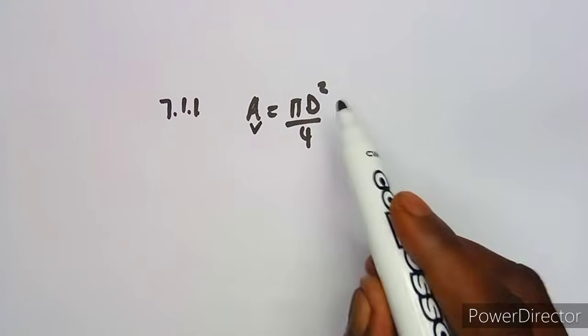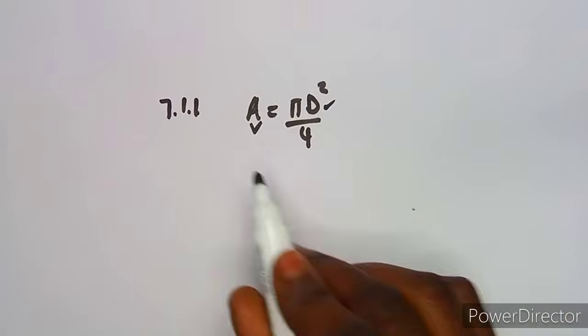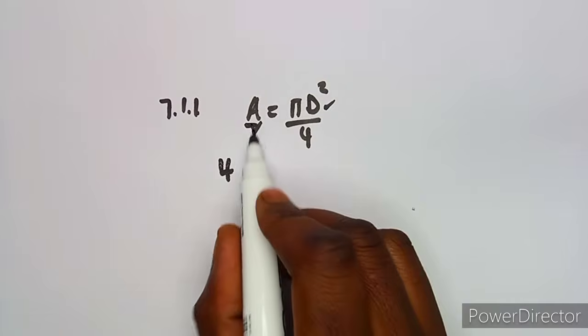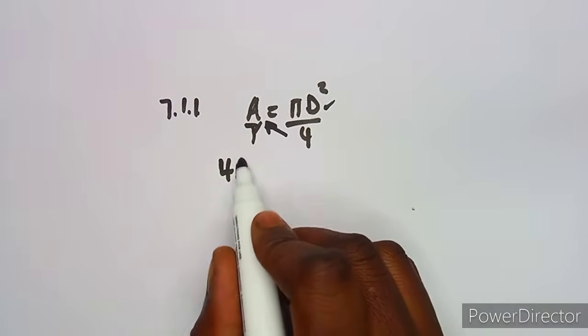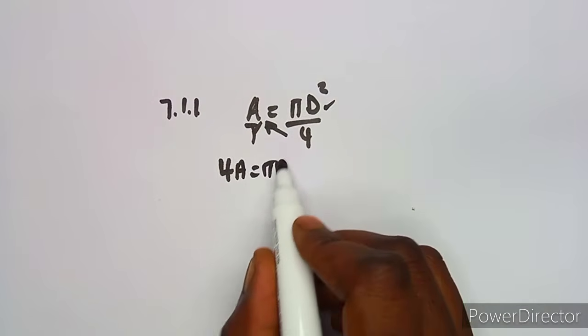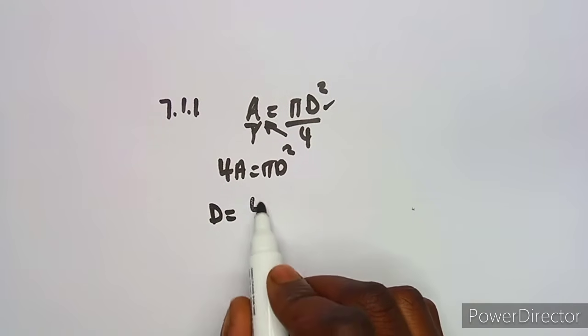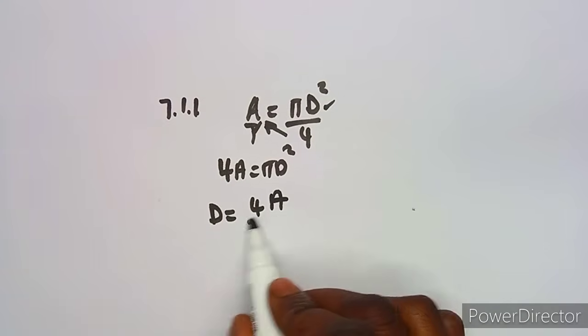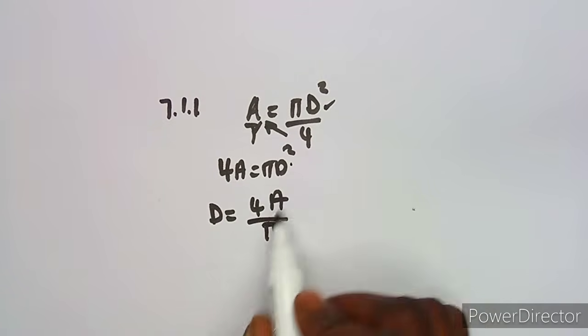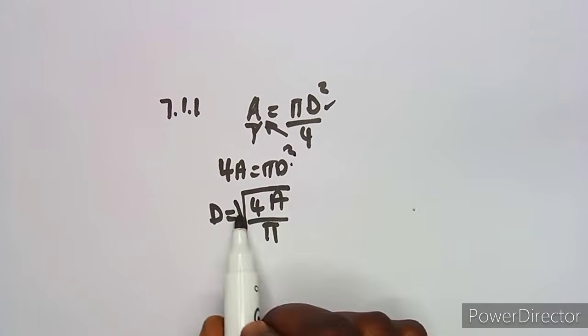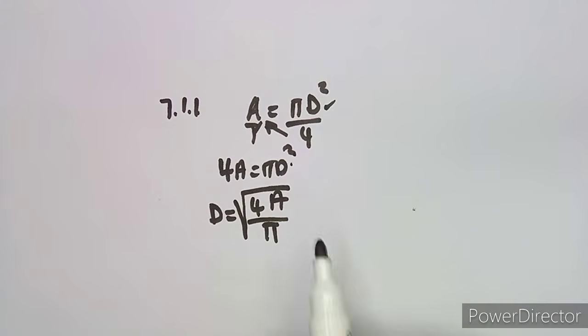If we can have this area, then we can make d the subject here, because you can just cross multiply, which is going to be over 1. So if you cross multiply, it's going to be 4A is equal to pi d squared. You divide by pi, which means your d squared is going to be 4A over pi. Since it is d squared, it's going to be the square root. But we do not have this value of area.